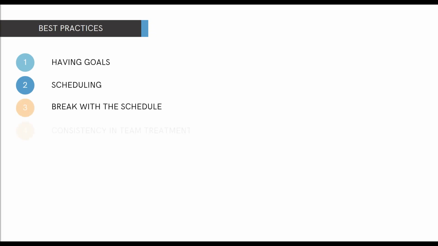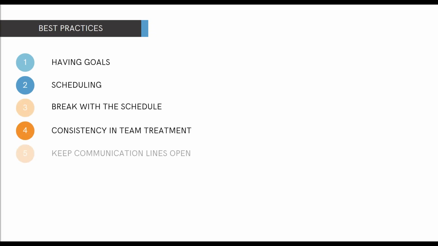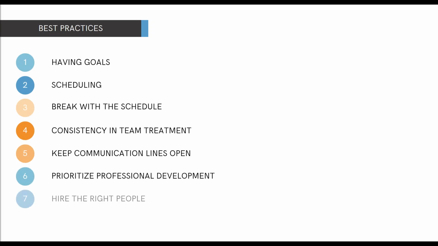We've taken a quick look at the negative side of scattered teams. So now I want to equip you with some of the tools and tricks that have helped our scattered teams flourish. These 8 best practices that I will walk you through have proven useful to me and my teams throughout my career, and I hope you can also find a new perspective to bring to yours. Here are the 8 best practices that we've identified. Having goals, scheduling, breaking the schedule, consistency in team member treatment, keeping communication lines open, prioritizing professional development, hiring the right people, respecting one another.